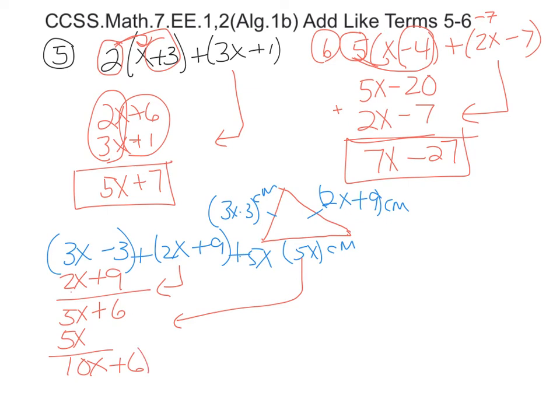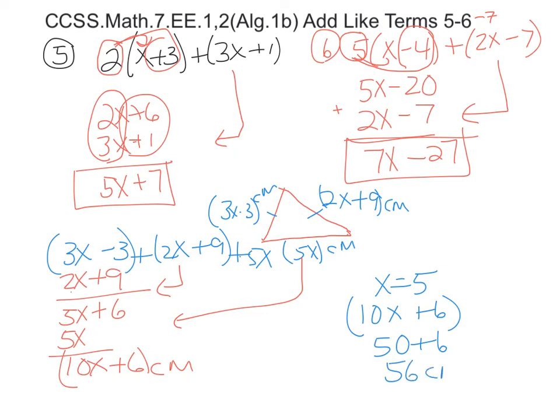6 centimeters. But then what they did was they told you that x equals 5, so you're going to substitute in. So we have 10x plus 6, and it would be 10 times 5 would be 50 plus 6, so it would be 56 centimeters for the perimeter of that triangle.